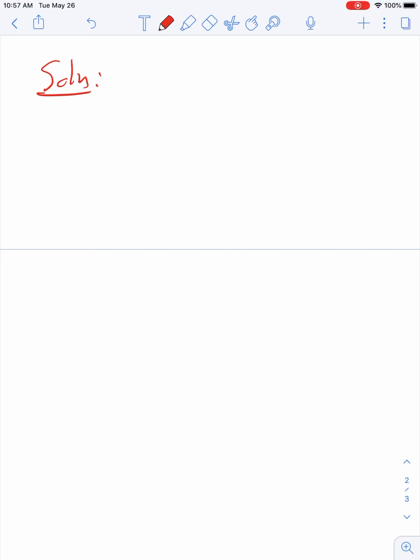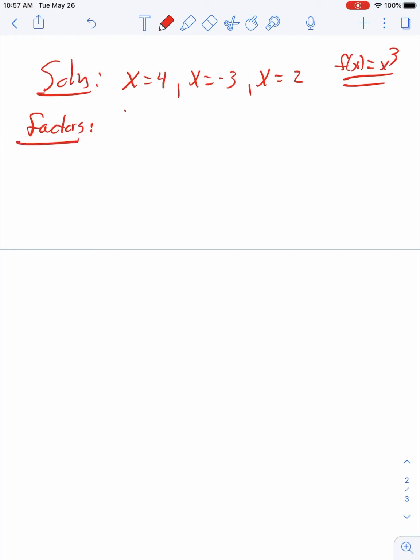Here are my solutions: x equals 4, x equals negative 3, and x equals 2. So I want to know what my function is. When I'm done, I should have something like f of x equals x cubed, because I have 3 solutions, and that's what would be my power. So I've got to go to my factors first.